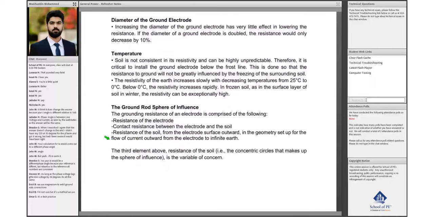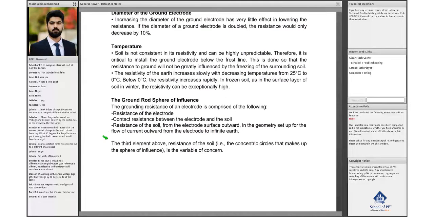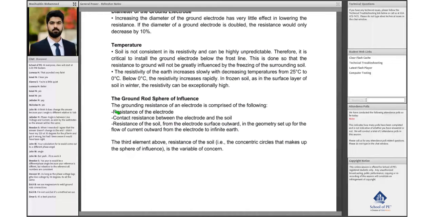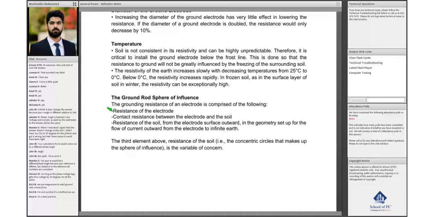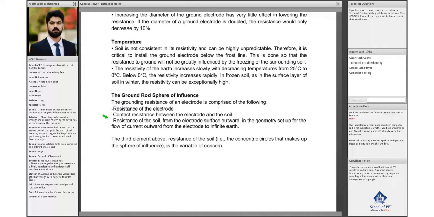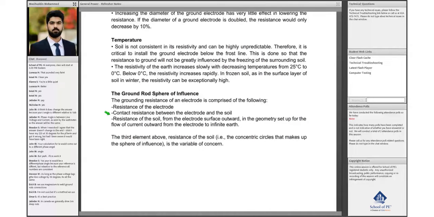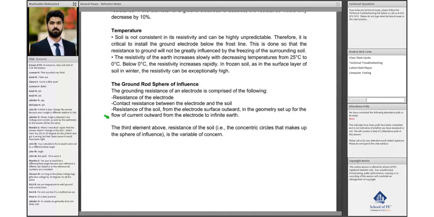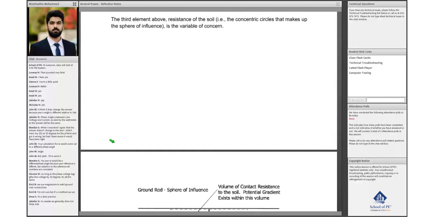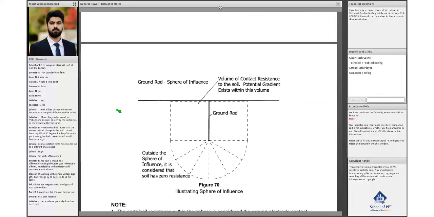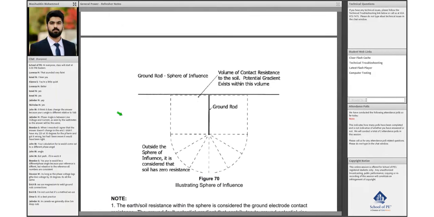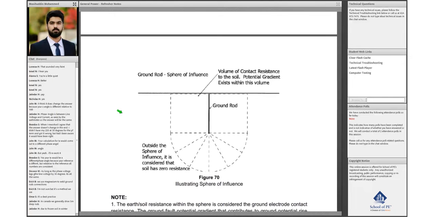Next, we'll look at the ground rod sphere of influence. What is it and how is it important? We just talked about the resistance of the electrode, how different factors affect it, and how the contact resistance between the electrode and the soil plays an important role as well. And now we'll look at what we call the sphere of influence.